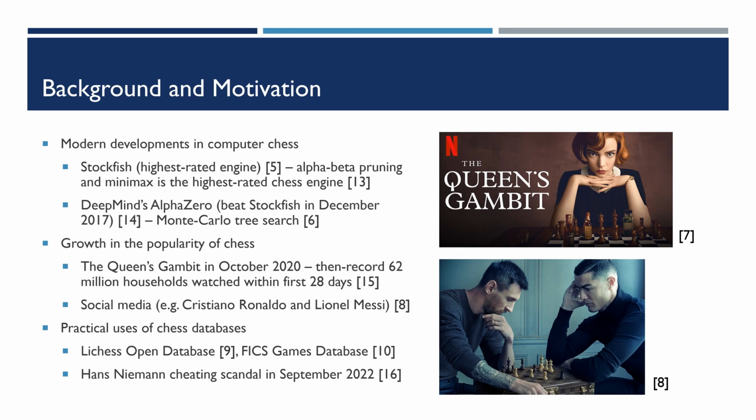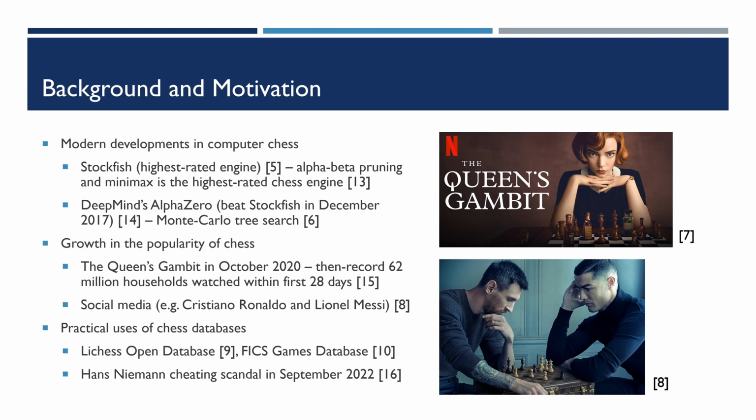Chess has also seen a resurgence in popularity over the last decade, giving us increasing amounts of better quality data to analyse. The Queen's Gambit was released in October 2020 amidst the pandemic, and Netflix announced that a then record 62 million households watched the series within the first 28 days. Chess is seeing a greater presence in social media too. It featured in the most liked Instagram post in 2022 alongside Ronaldo and Messi.